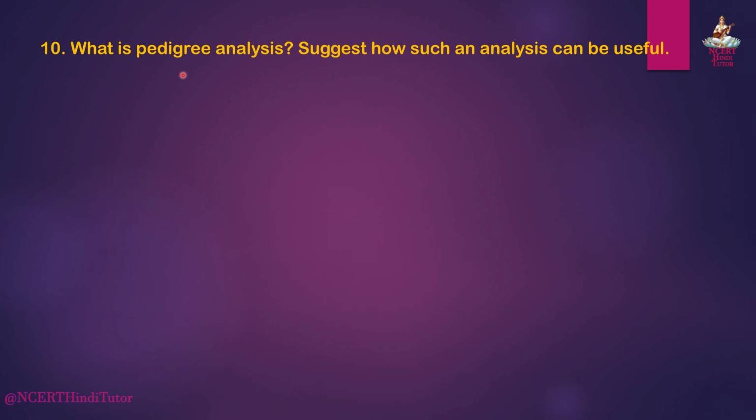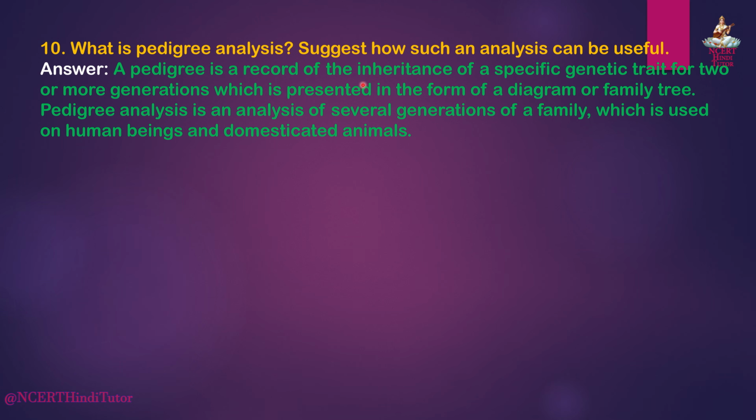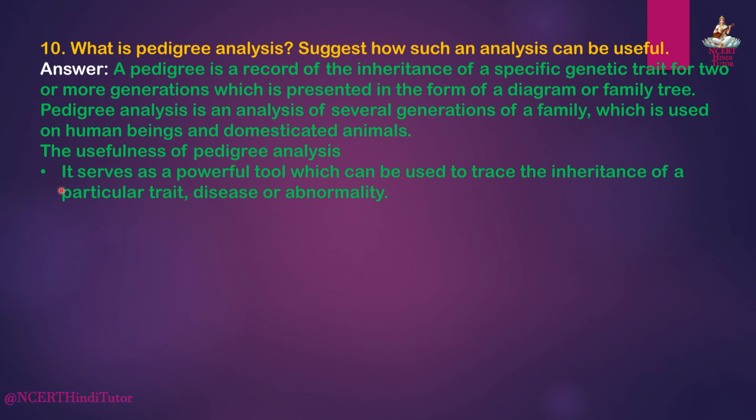Question 10. What is pedigree analysis? Suggest how such an analysis can be useful. Answer. A pedigree is a record of the inheritance of a specific genetic trait for 2 or more generations, which is presented in the form of a diagram or family tree. Pedigree analysis is an analysis of several generations of a family, which is used on human beings and domesticated animals. The usefulness of a pedigree analysis: it serves as a powerful tool which can be used to trace the inheritance of a particular trait, disease, or abnormality.